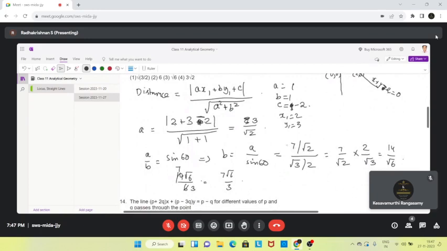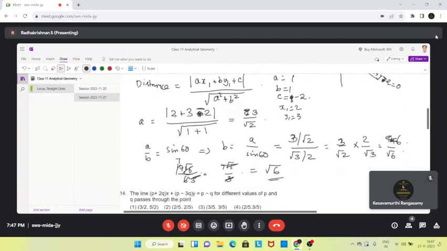So this is basically 3 divided by root 2 divided by root 3 by 2, which means 6 divided by root 6. What is 6 divided by root 6? Is simply root 6. 6 divided by root 6 is root 6. So that is your answer. Root 6, option 3.